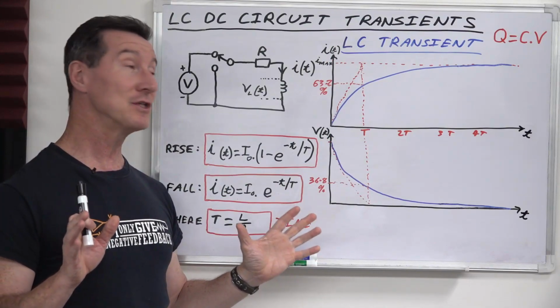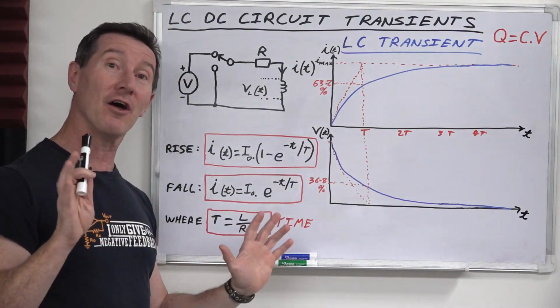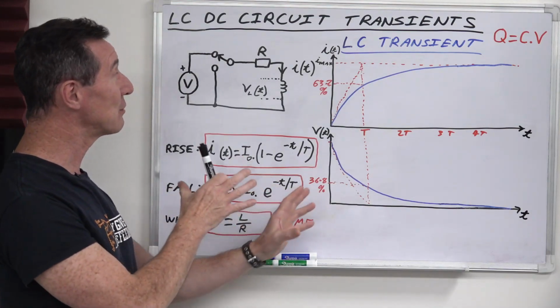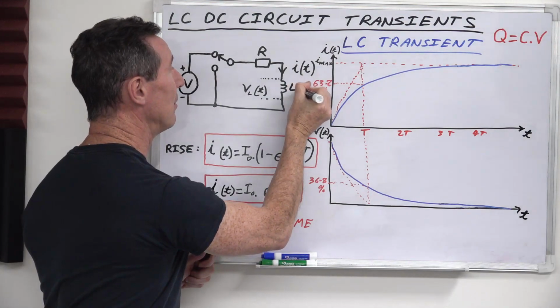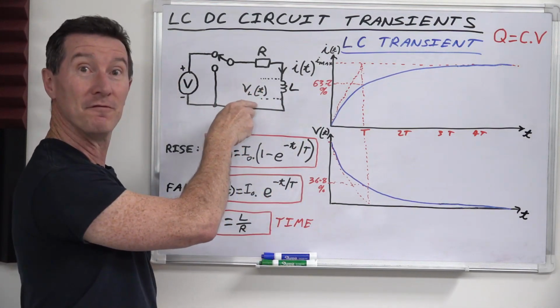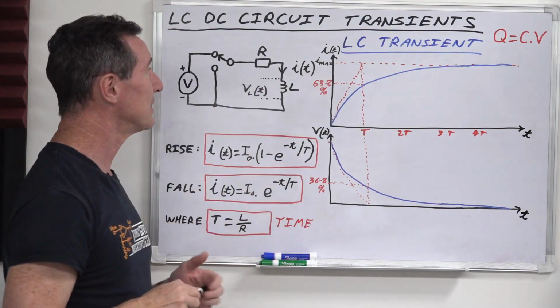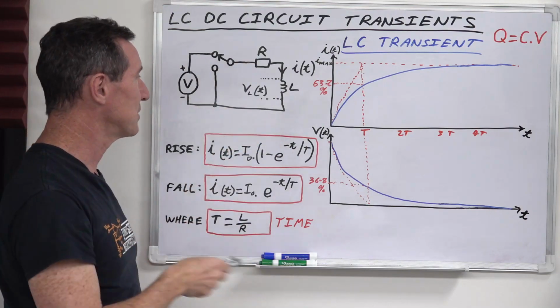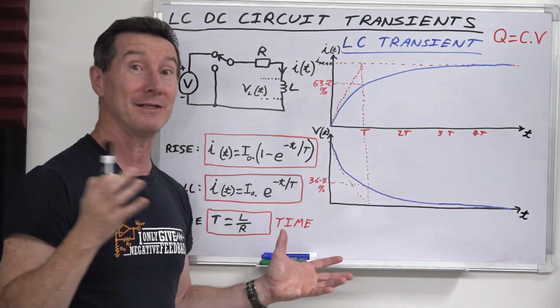Now we have to get onto inductors. So I've changed it to LC transients here, and I've made a couple of changes, but it looks near identical. Of course, I've changed it to an inductor. That's our inductor L there in henries, and I've got the voltage across the inductor, VL(t), and the current through the inductor, which is I(t) here. Same resistor, same switch, same voltage source, same everything, and similar, well, identical curves.